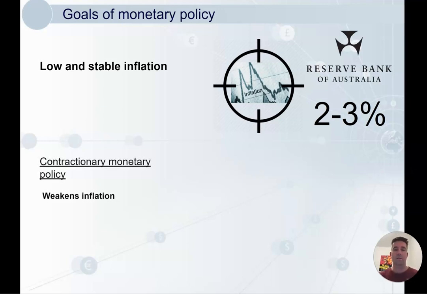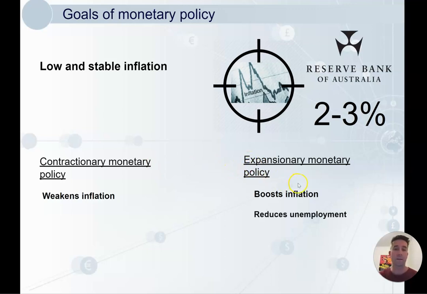Okay, goals of monetary policy. So we've looked at this, right? How does monetary policy meet these goals? So contractionary monetary policy, right? It's going to weaken inflation. Expansionary monetary policy is going to boost inflation. So it depends where we are with inflation as to what our monetary policy is going to be. Remember, our number one goal of monetary policy is that low and stable inflation. So that's largely going to decide whether we're contractionary or expansionary. Another thing that expansionary monetary policy does is it should reduce unemployment. More spending equals more production equals more jobs, right?